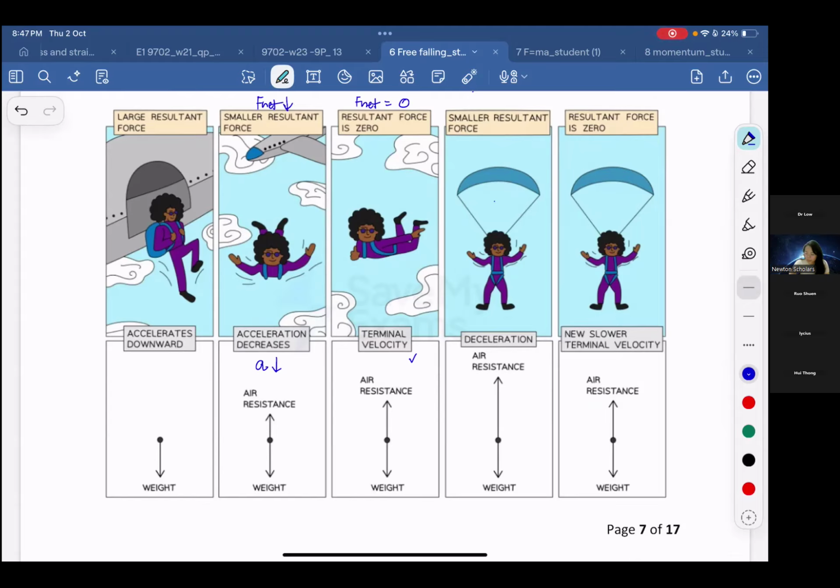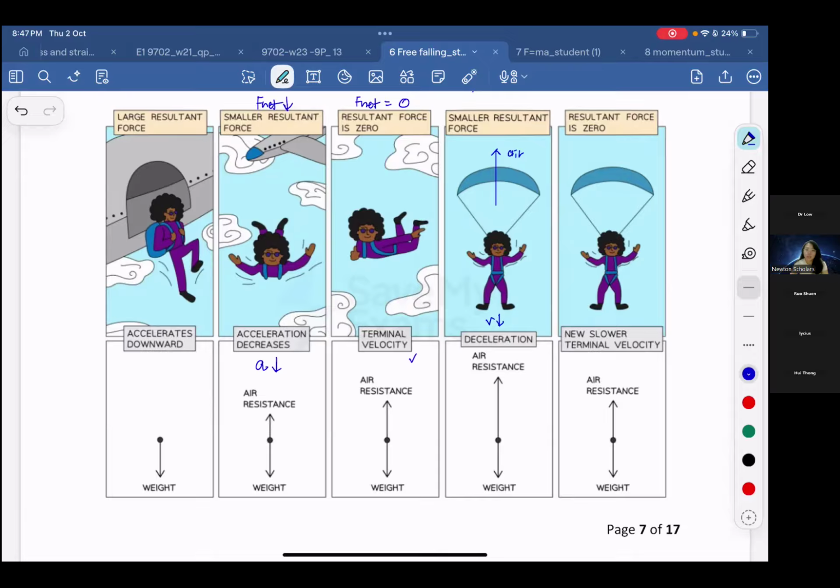After that, we have a large parachute. We open it, so the air resistance becomes very big. Can you see the size? The arrow for air resistance is longer. That means this is a higher force for air resistance. The object will decelerate. That means the speed slows down.